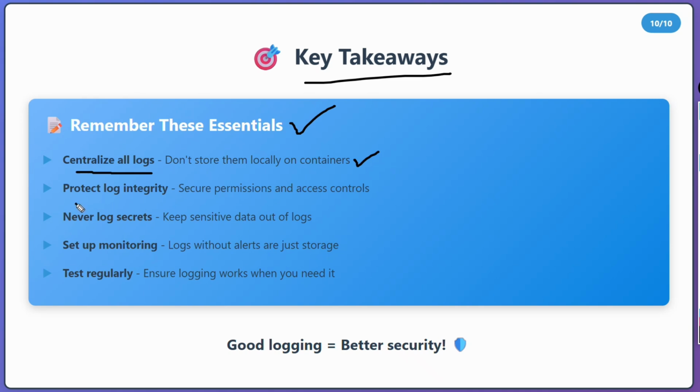And the second point was protect the log integrity. That means secure the permissions and access controls. So use strict policies, permissions and RBAC, role based access control, to prevent unauthorized changes in the logs. And the third point was never log secrets. That means keep sensitive data out of logs. It's one of the major security and compliance risks.